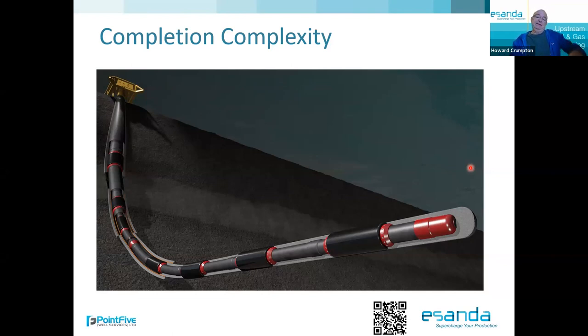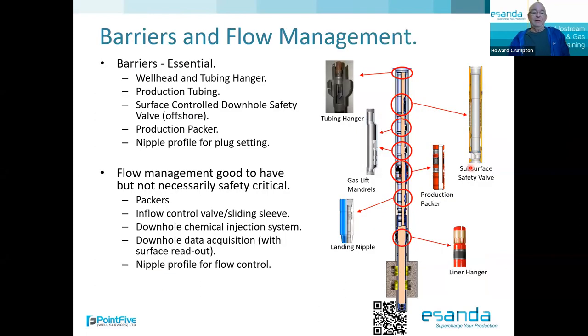So let's turn now to looking at the actual equipment and where it's going to be located in the well. In terms of barriers, the essentials we're looking at are the wellhead and the tubing hanger, the production tubing itself, downhole safety valves if they're fitted, and the production packer. And this just briefly illustrates where they go.